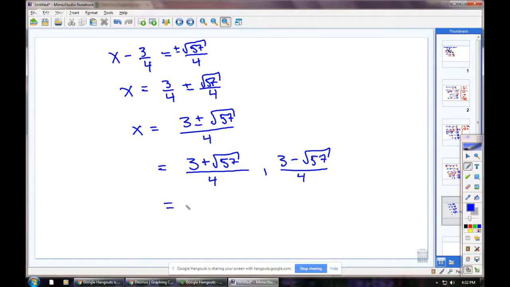On a regular calculator, if I wanted to type that, it would have to be parentheses 3 plus the square root button. Sometimes that needs parentheses. 57, close the square root, close the numerator, and then divide by 4. Okay, so that's the calculator version. Similar for that one right there. So you can plug that into a calculator.